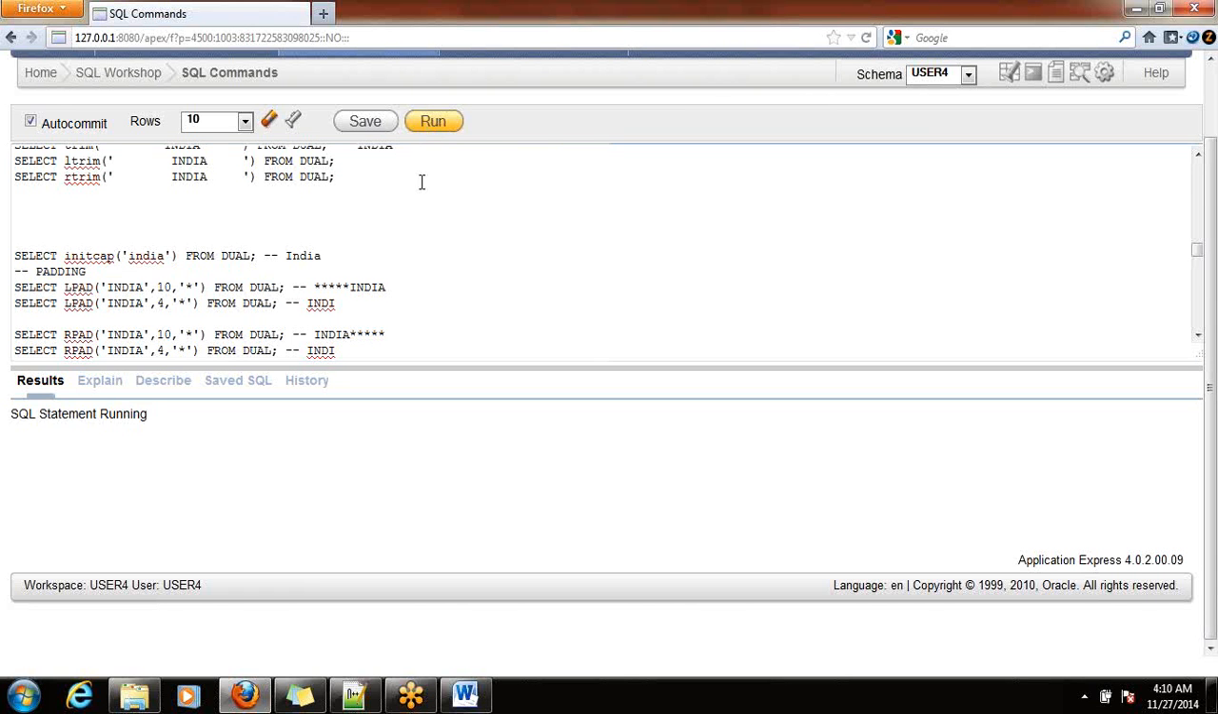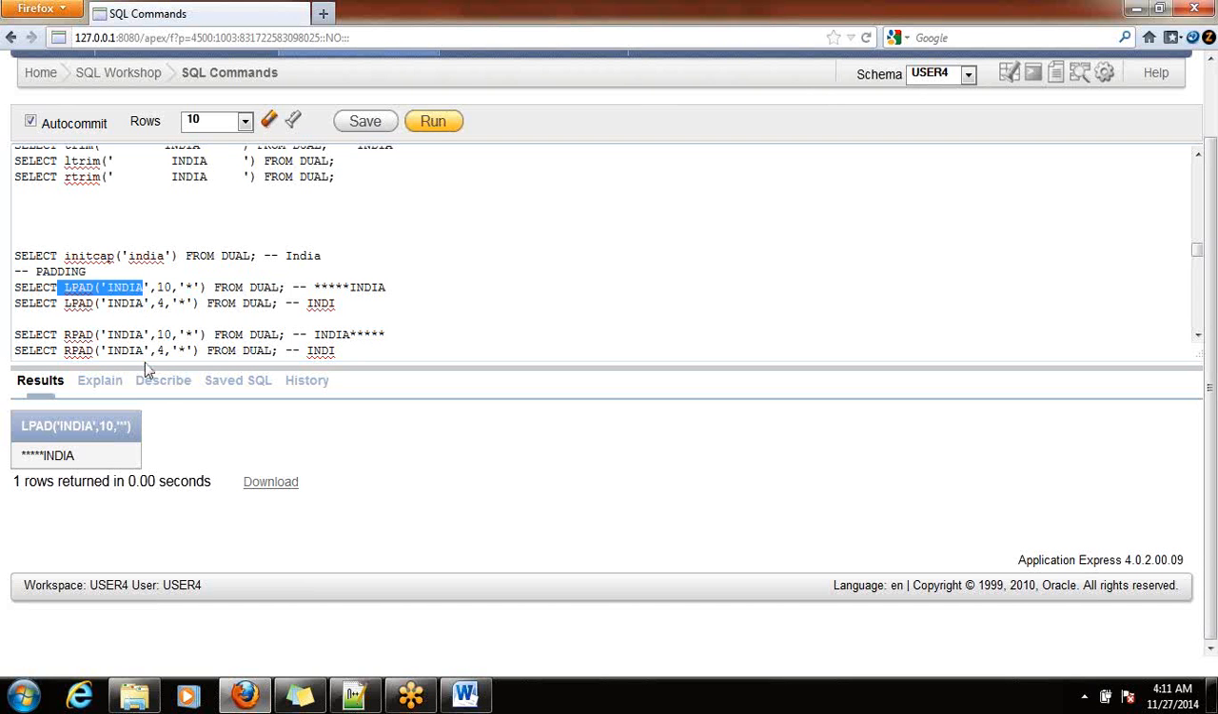I am executing this. And observe the result, it is giving star, star, star, star, star, India. In total it is 10, so here total 10 characters it is giving. I mentioned as the second argument that I want 10 characters. And I want to pad with the third argument, that is asterisk. And where? To the left side of the actual string, L pad.